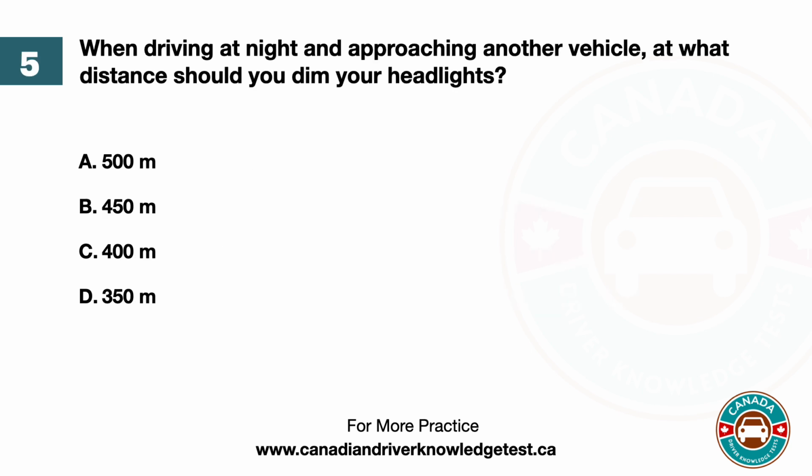Question 5. When driving at night and approaching another vehicle, at what distance should you dim your headlights? A. 500 m. B. 450 m. C. 400 m. D. 350 m. The answer is B. 450 m.